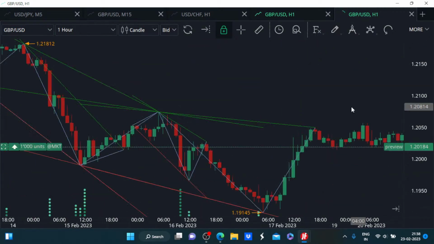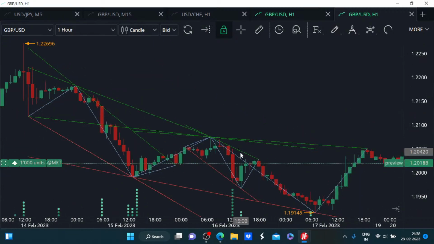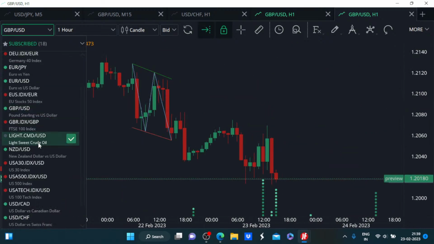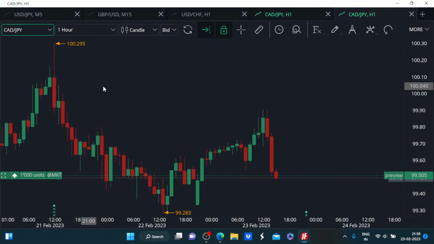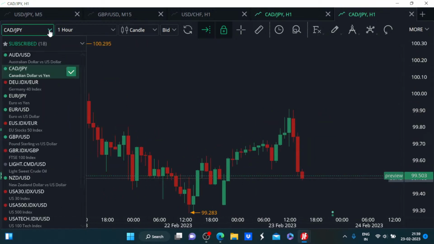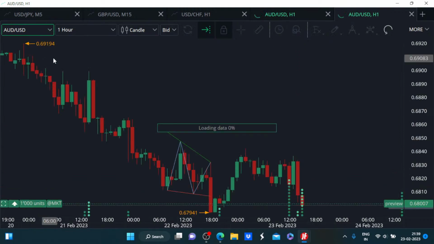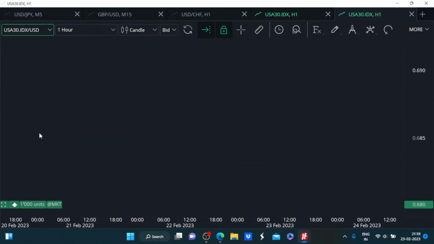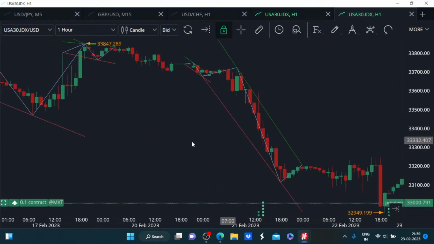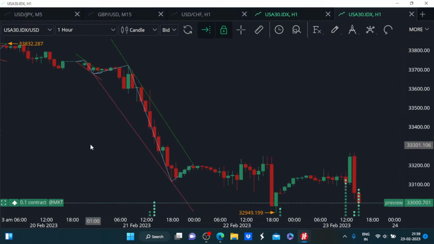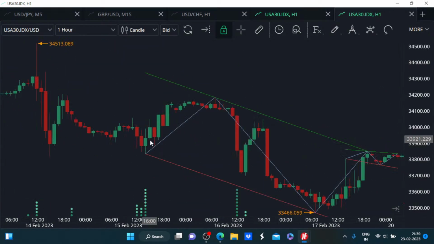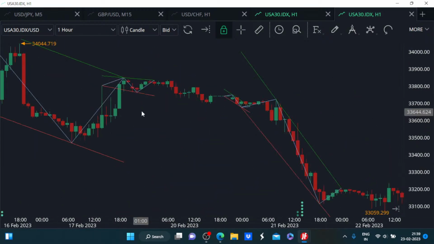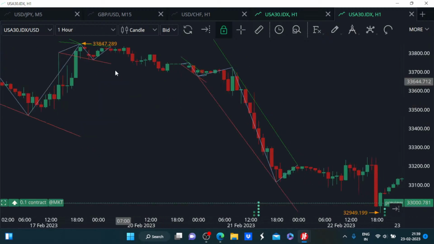In this case, there is a GBP USD. Here we have this formation within the formation, the CAD JPY. Let's see how things turn out for the equity segment. So for the equities, here also we have these formations taking shape quite frequently, sometimes using quite large data points, sometimes on the smaller data points.